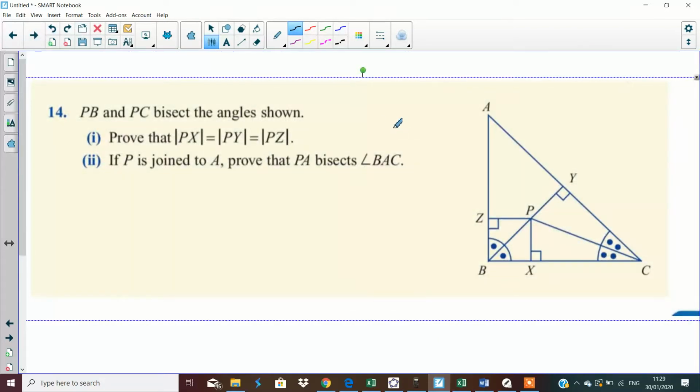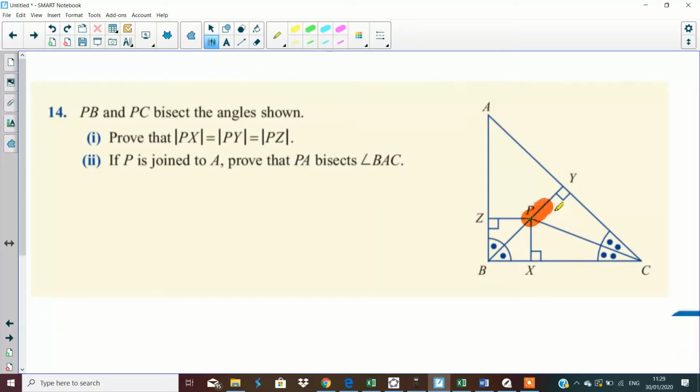PB and BC bisect the angle shown. Prove that PX equals PY equals PZ. Somebody keep track of what questions I'm doing. 10 and 14 so far. Okay. Ouchies. Alright, what is the location of PX, PY, and PZ? Let's find out. Ooh, dear. It's going to be tough. PX, PY, PZ. Those three there, yeah?